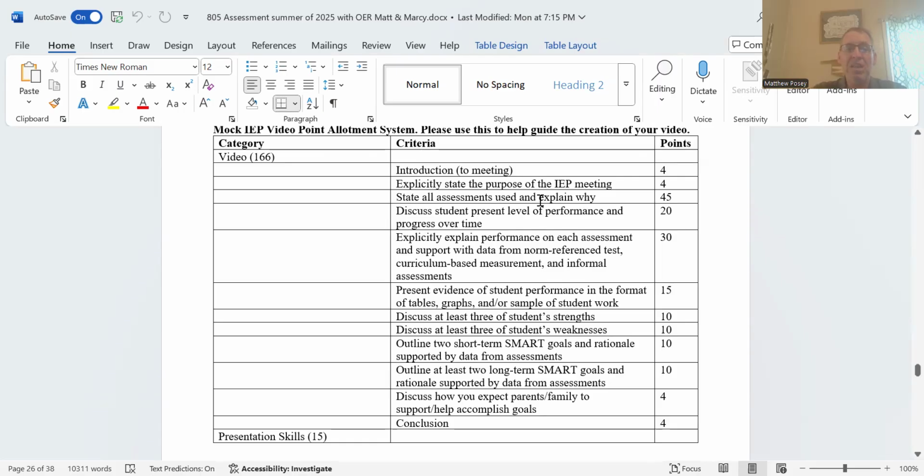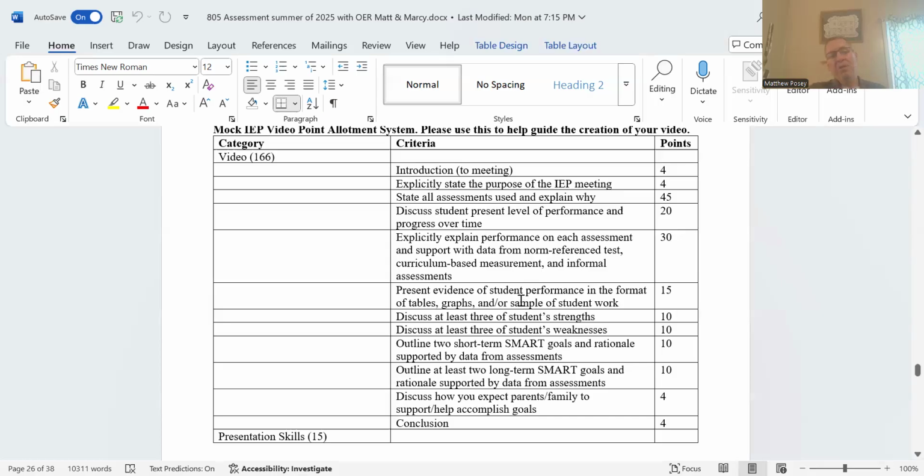You want to make sure that you state each of the assessments that you use and explain why you selected those. Talk a little bit about their present level of performance and how they progressed over time based on your observation of administering the assessments. Give a thorough explanation of each assessment with supporting data from the norm reference, CBM, and informal.